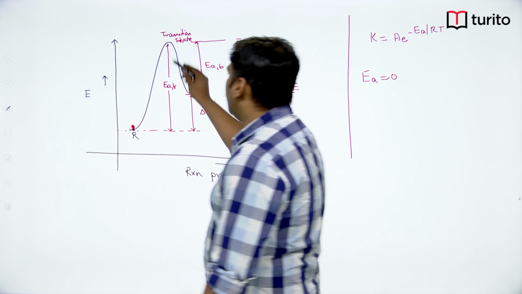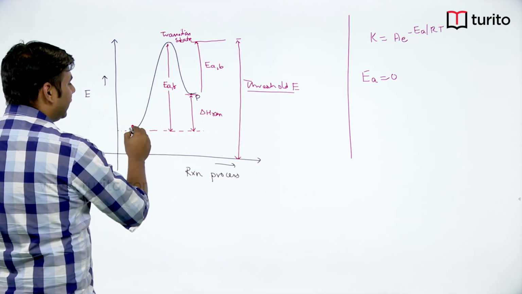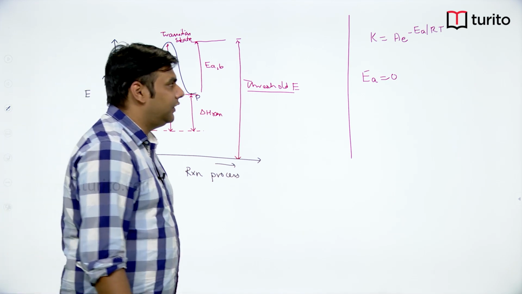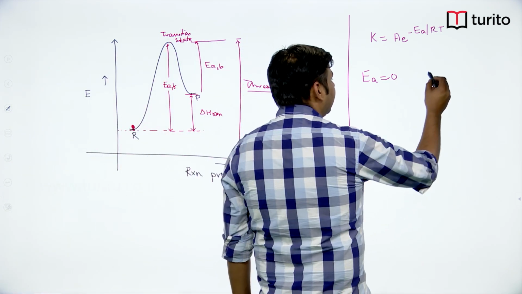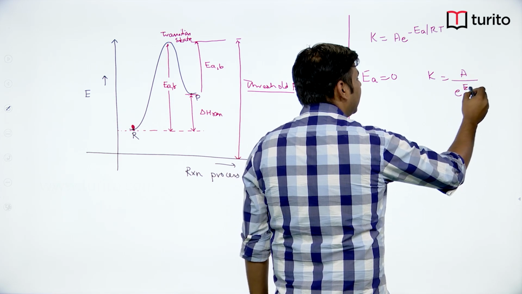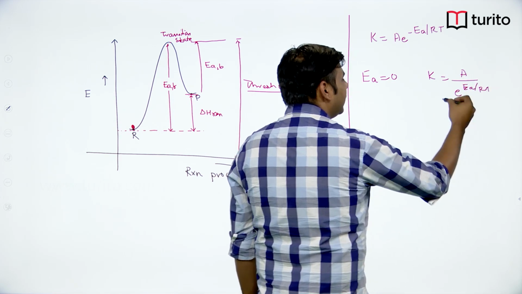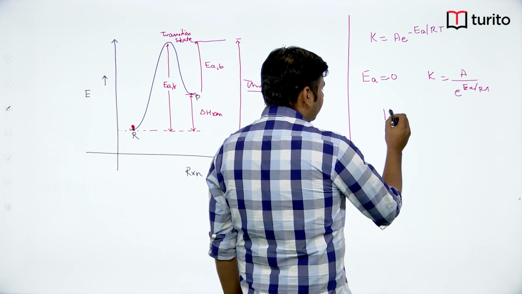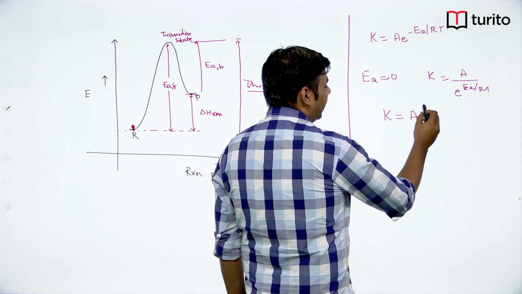That means there would be no peak. Basically this will come to a level. But if activation energy is 0, we can clearly make out that k = A / e^(Ea/RT). So if Ea is 0, then e raised to power 0 would become 1. So basically k would be equal to A.